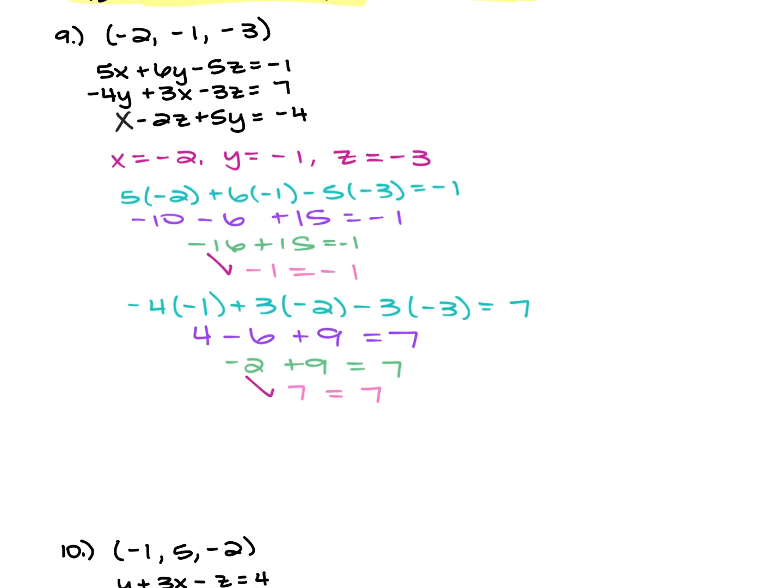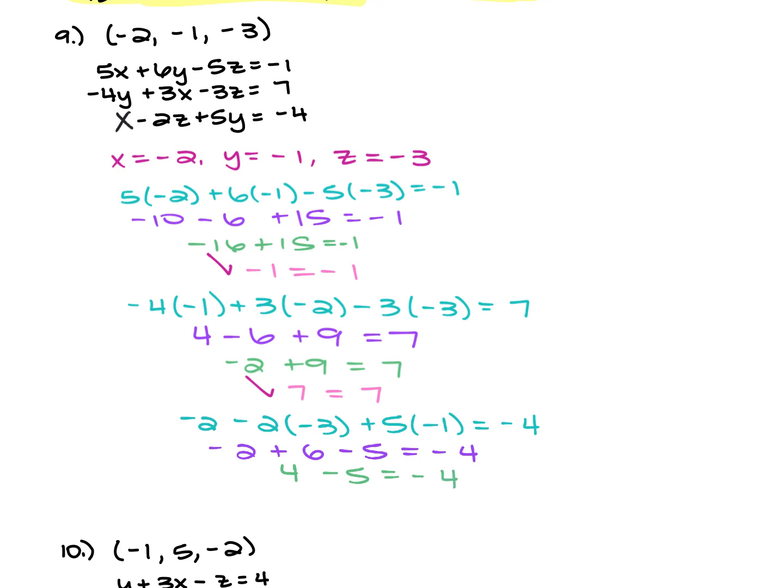So we're going to move on to the third one now. The third one, you have x minus 2z plus 5y is equal to negative 4. So that's going to give us negative 2 minus 2 times negative 3 plus 5 times negative 1 is equal to negative 4. This simplifies to be negative 2 plus 6 minus 5 is equal to negative 4. The negative 2 plus 6 is 4, minus 5 gives you negative 1 is equal to negative 4. So is this a true statement? No. So it's still a no. That is not a solution.